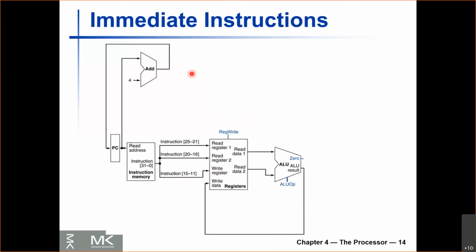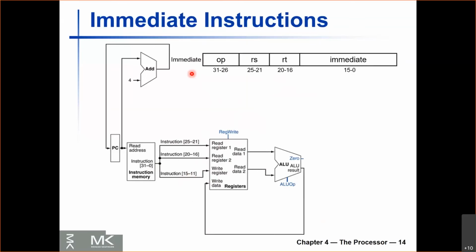Right, they use the I format. Immediate instructions use the I format, and that looks something like this. The I format has the operation, RS and RT, and the immediate value. RS is already provided, bits 25 to 21, as the first read register 1. So we're going to get the value in RS at read data 1.